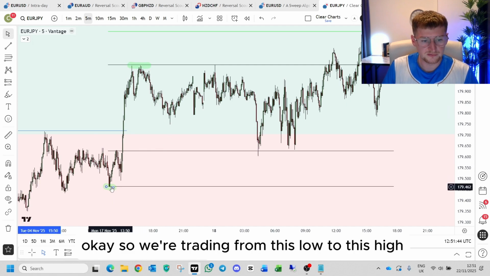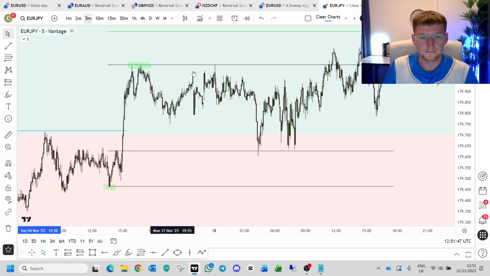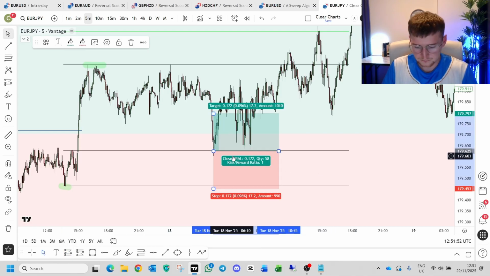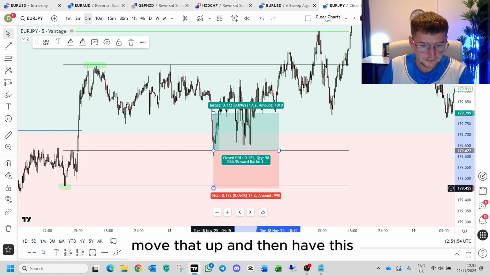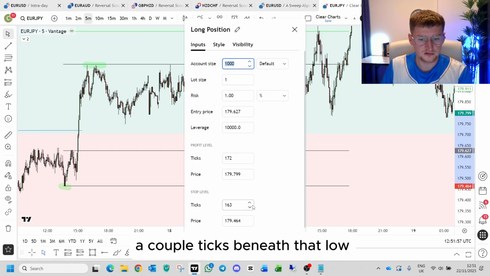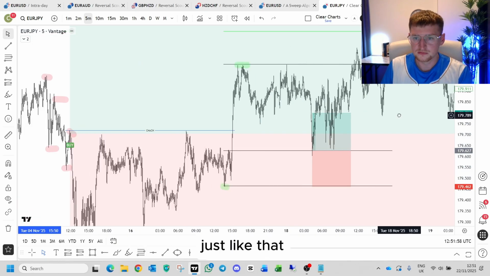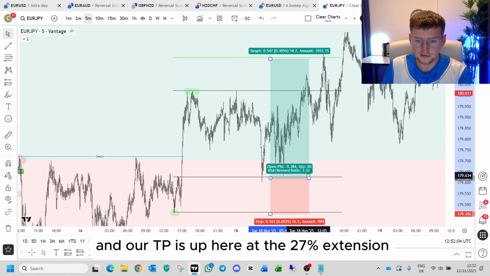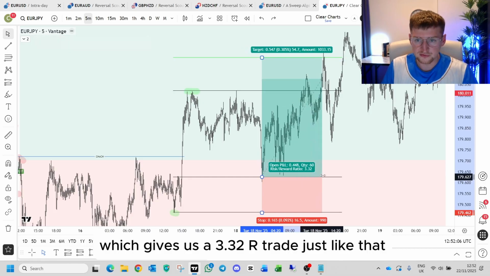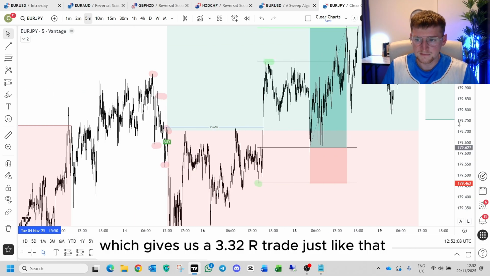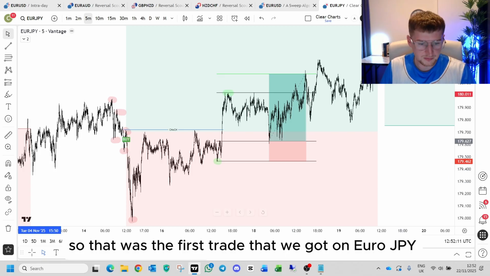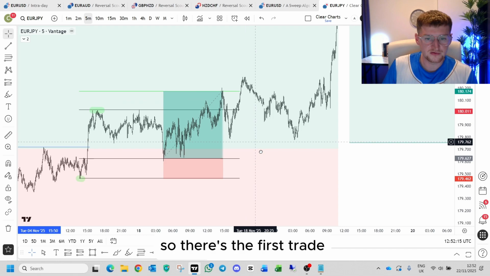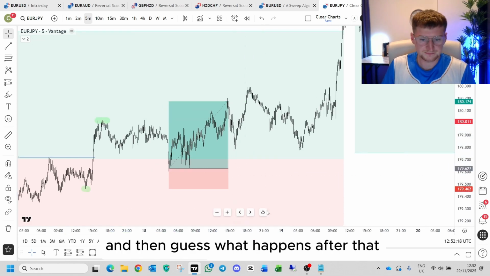Okay, so we're trading from this low to this high, back down to the 71, like that. Move that up, and then have this a couple ticks beneath that low, just like that, and our TP is up here at the 27% extension, which gives us a 3.32R trade, just like that. So that was the first trade that we got on Euro JPY, which was on Tuesday the 18th. So there's the first trade, and then guess what happens after that?